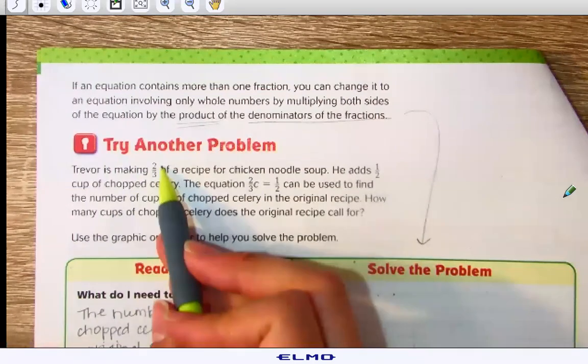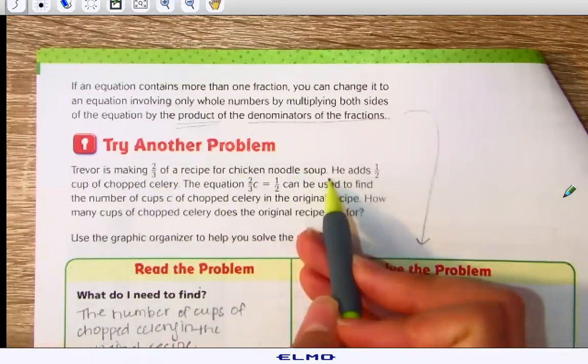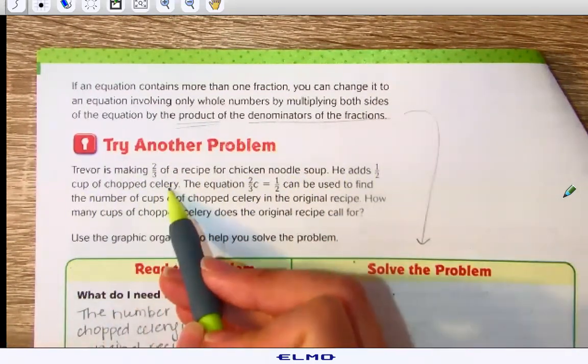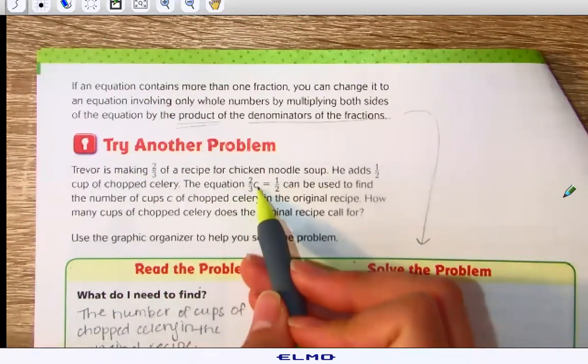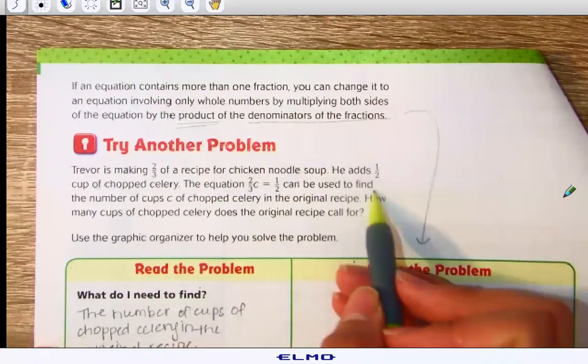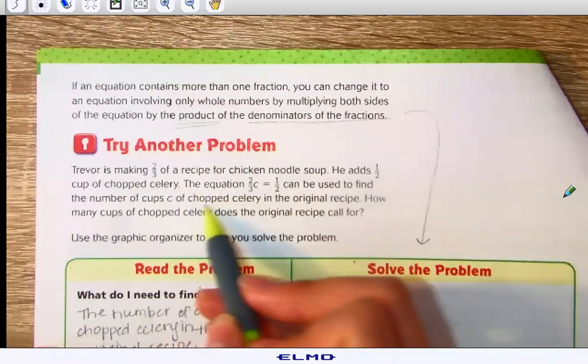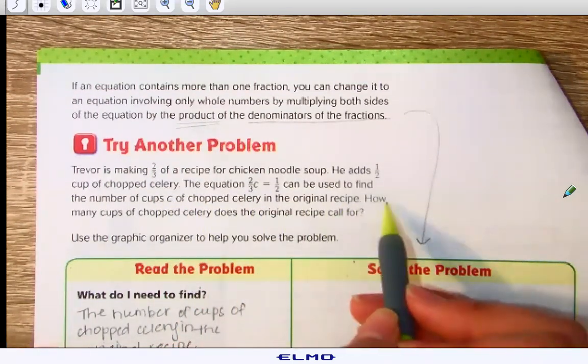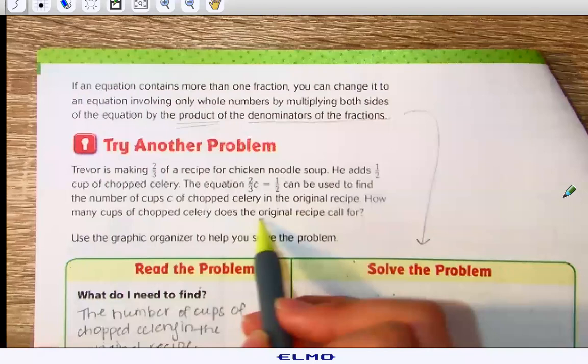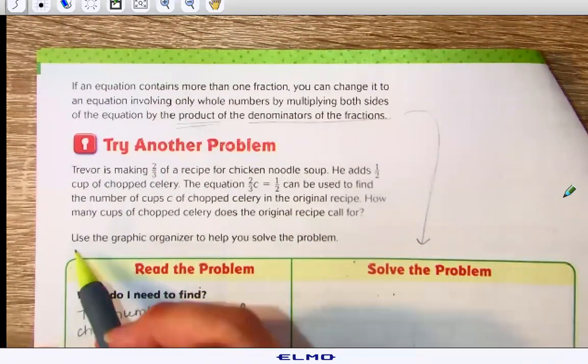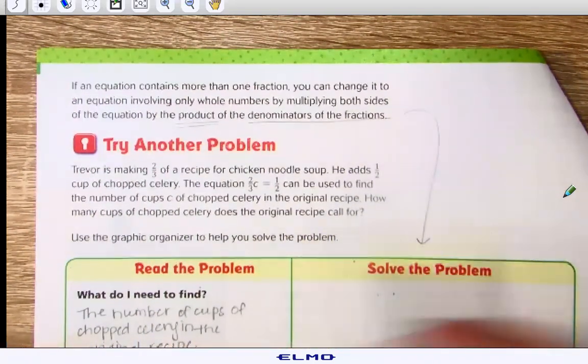Trevor is making 2/3 of a recipe for chicken noodle soup. He adds 1/2 cup of chopped celery. The equation 2/3 times c equals 1/2 can be used to find the number of cups c of chopped celery in the original recipe. How many cups of chopped celery does the original recipe call for? Use the graphic organizer to help you solve the problem.